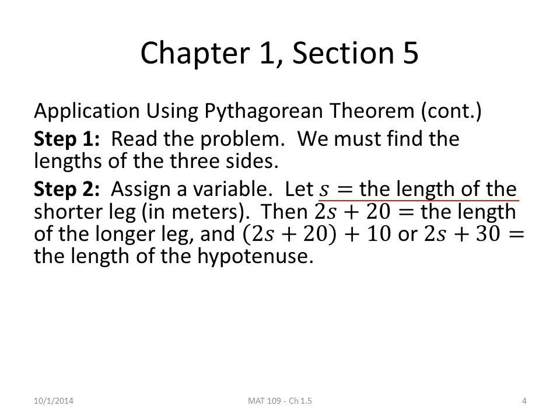Then, using the relationships between the sides of the triangle, the longer leg is going to be twice S plus 20, or 2S plus 20. Similarly, the hypotenuse is going to be 10 meters longer than the longer one, so it's 2S plus 20 plus 10, or 2S plus 30 is the length of the hypotenuse.